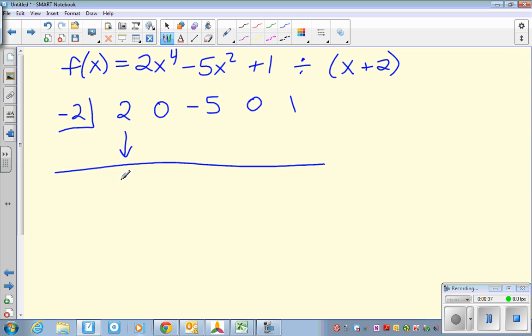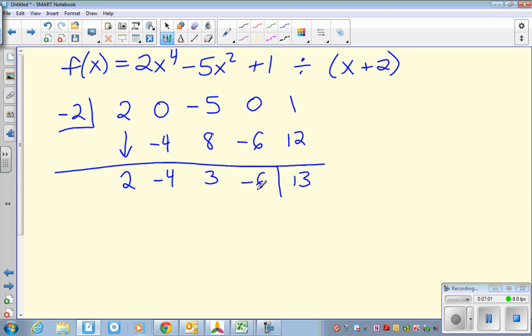Carry, multiply, add, multiply, add, multiply, add, multiply, and finally add. So that number is our remainder.